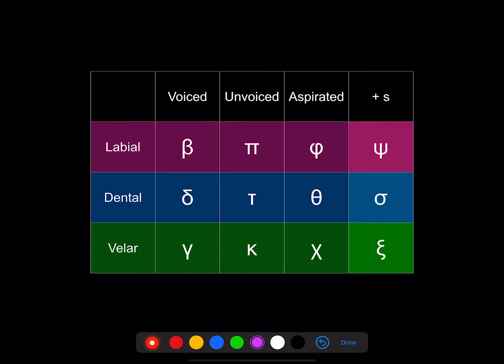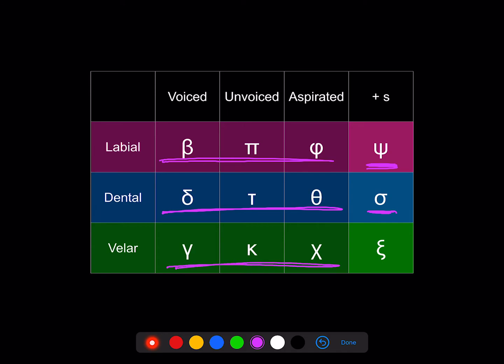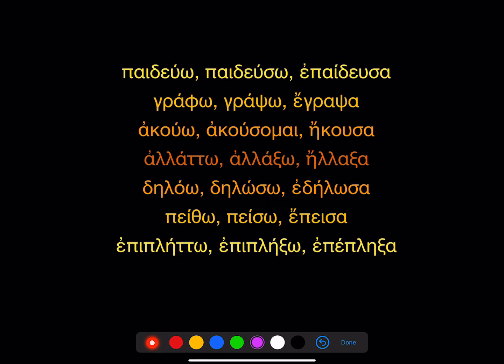Now, one more word about principal parts. Paideúo is an easy one. Paideúo, paideúso, epaídeusa. If, however, the stem of a verb ends in a labial, when we add that s sound on in the aorist for the third principal part, we're going to end up with a psi. If it's a dental, the dental is going to disappear. We're going to end up with an s. If it's some sort of velar, then when we add the s sound, we're going to end up with a xi. So let's look at some examples from verbs we already know.